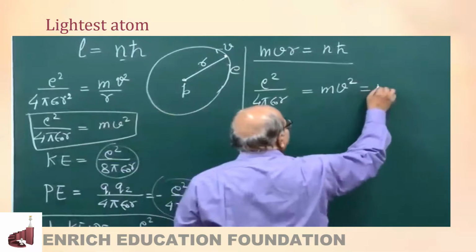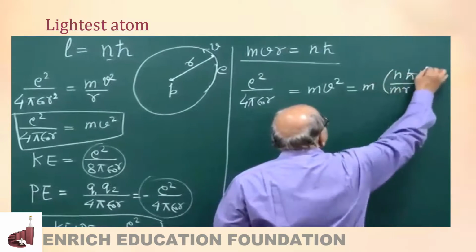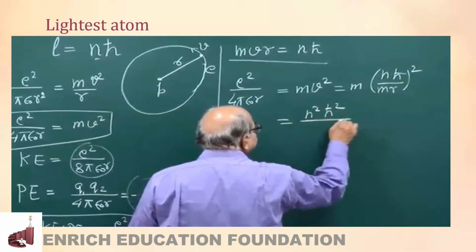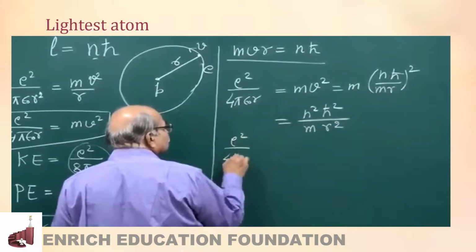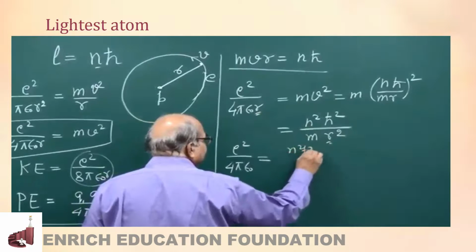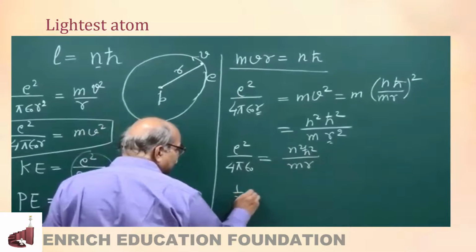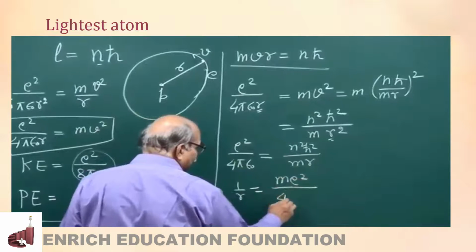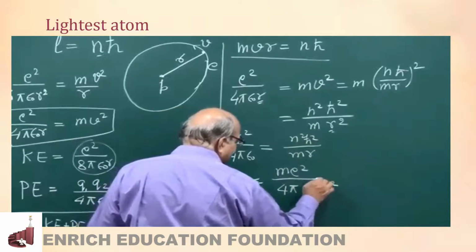So this will be equal to m v square, with v equal to n h cross divided by m r. So this is equal to n square h cross square divided by m r square, and therefore e square over 4 pi epsilon naught is equal to n square h cross square divided by m r. So what is 1 by r from here? 1 by r is equal to m e square divided by 4 pi epsilon naught, and then I take this thing on this side, n square h cross square. So that is 1 by r.